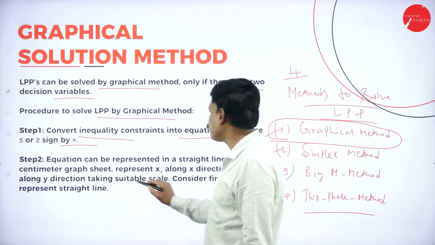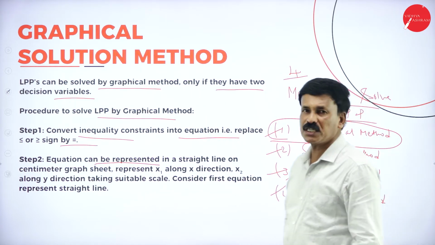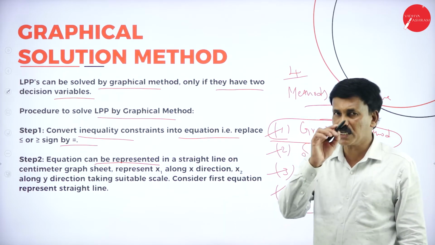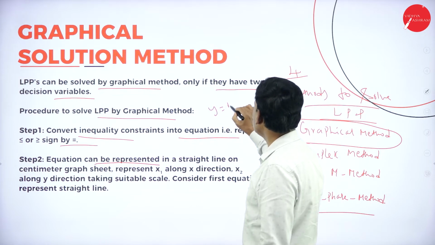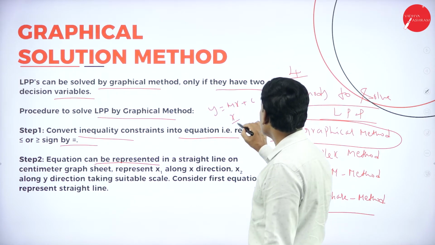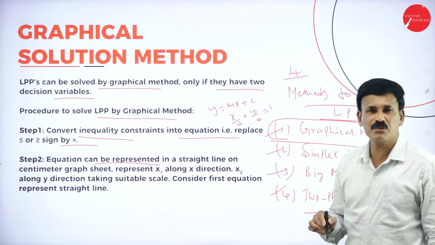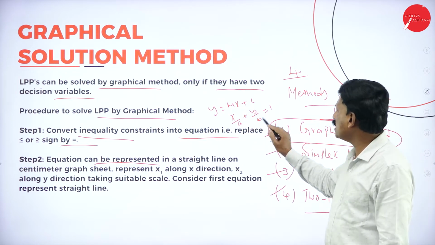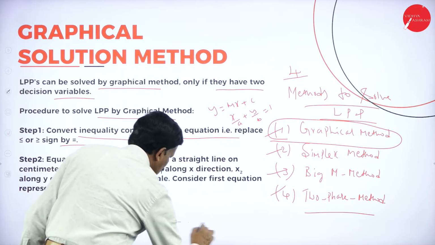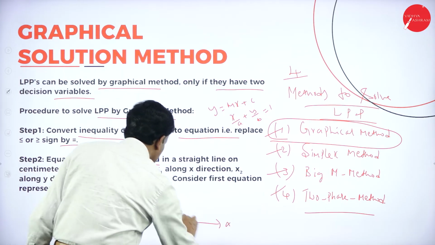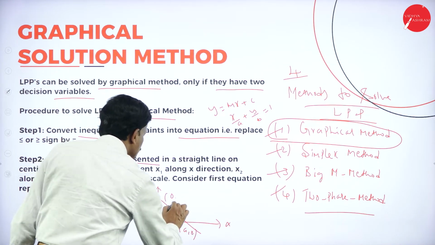Next, the second step: each equation can be represented in the form of a straight line on the centimeter graph sheet. Usually the equation is of the form y = mx + c, or x/a + y/b = 1, which is the intercept form of a straight line, where the x-intercept is (a, 0) and the y-intercept is (0, b).